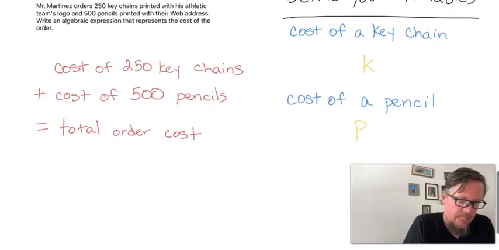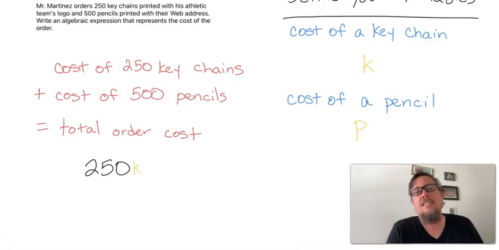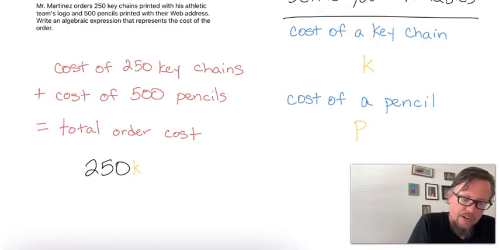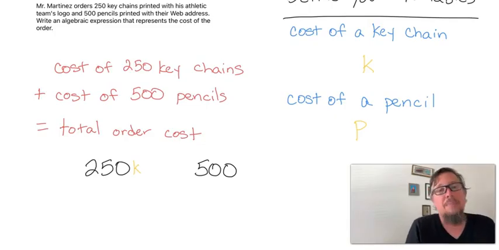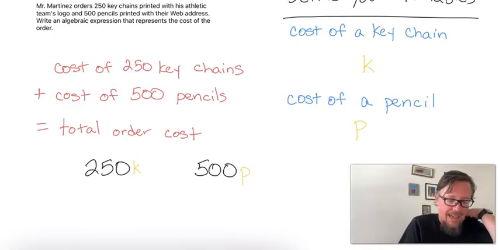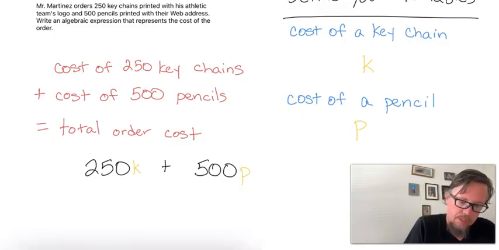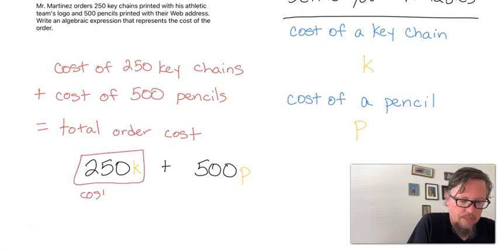But what we do know is that if we take our 250 keychains and we multiply by our variable K, that tells us how much we spent on all 250 keychains together. If we take our 500 pencils and we multiply that by how much one pencil costs, our variable P, that will tell us the total amount spent on pencils. And if we add these two things together, that would give us the total cost of the order. So this first part right here, this is the cost of all the pencils.